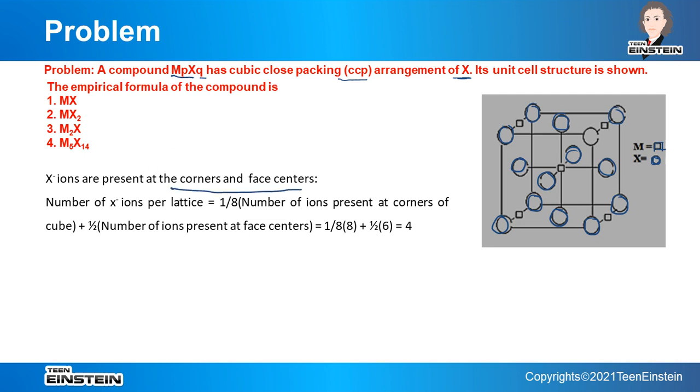So we will find the empirical formula here, but before that we have to know their contribution. So the number of X ions present per lattice. Obviously it is the anion, that is why it is X minus, because anions, the bigger ions, always occupy the lattice points. So 1/8 of the number of ions present at the corners of the cube. At the corners there are 8, so 1/8 of 8, and half of the number of ions present at face centers. Total face center atoms are 6, so half of 6 is 3, and it will be 1. So its contribution is 4.